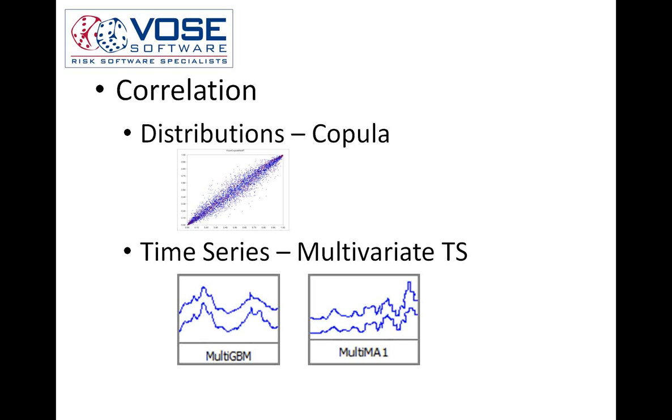When we're talking about time series distributions, we're able to fit correlation structures in the form of multivariate time series. And there are several available which actually look at the historical values in the time series we're trying to simulate and allow us to then generate into the future all of those time series in a correlated fashion.